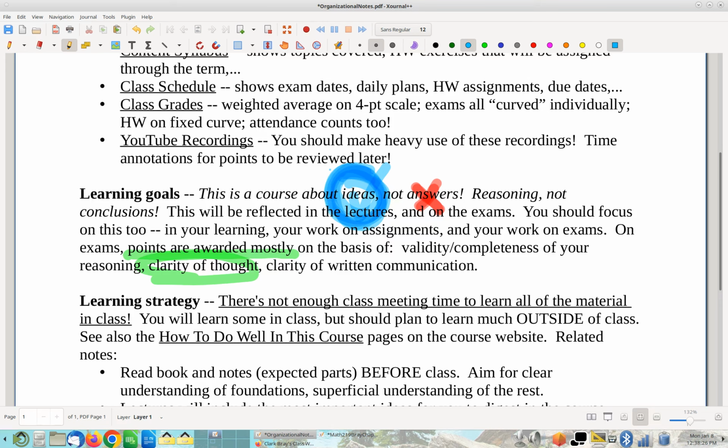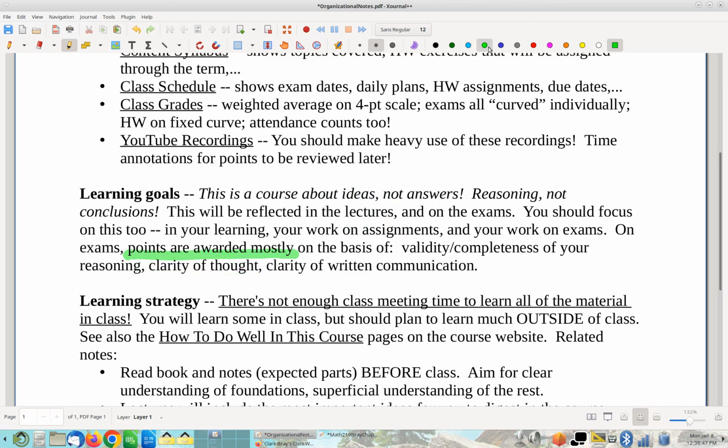So do keep in mind how important it is, for grading purposes, to demonstrate your understanding of the relevant ideas. And don't make this mistake. As much as I know it's drilled into students in high school, it's really, really wrong. Don't make the mistake of focusing on answers. Okay.